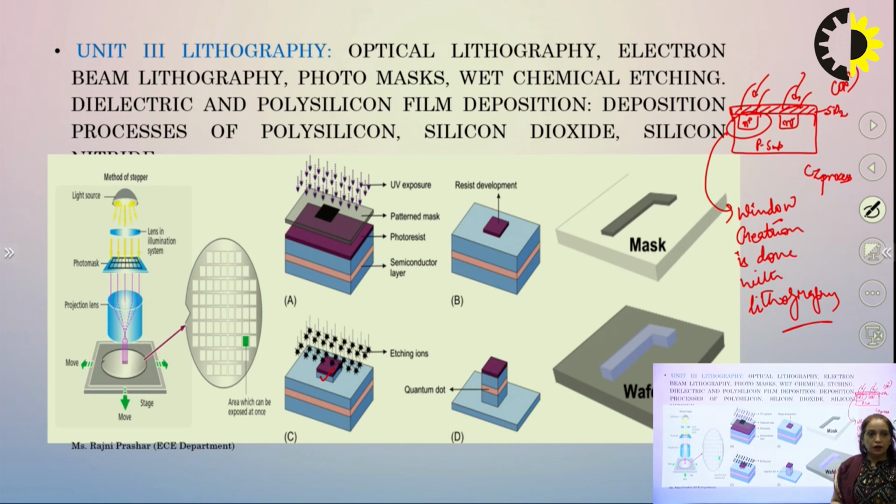Depending upon the light source, we can classify lithography as optical lithography, E-beam lithography, and also X-ray lithography. We also need the masks used for the lithography process. After this process, we have to remove the PR and the silicon dioxide layer, which is done with the help of wet etching, and then finally we deposit some material, which is covered under the deposition process.